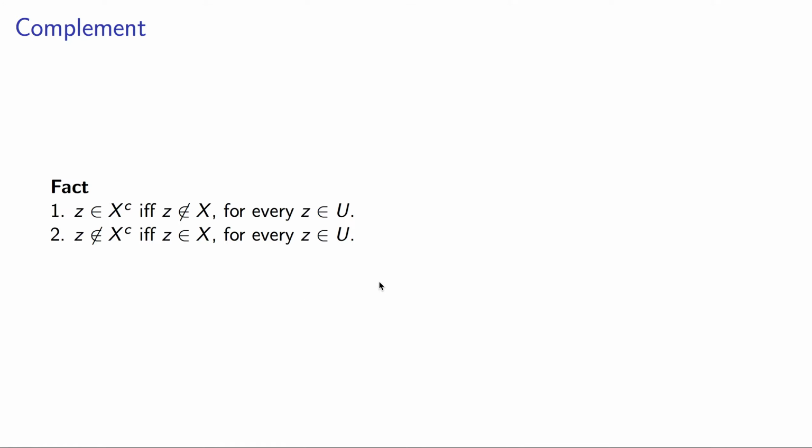Here's an important, very basic but useful property of the complement. Z is a member of the complement of X if and only if Z is not a member of X, for Z from the universe of discourse. And the negated version: Z is not a member of the complement of X if and only if Z is a member of X. And this is again for Z from the universe of discourse.